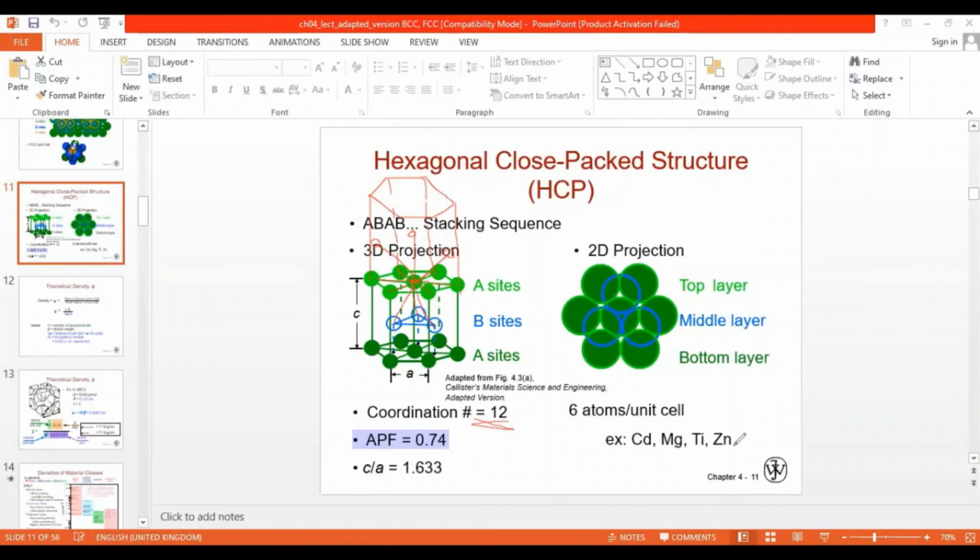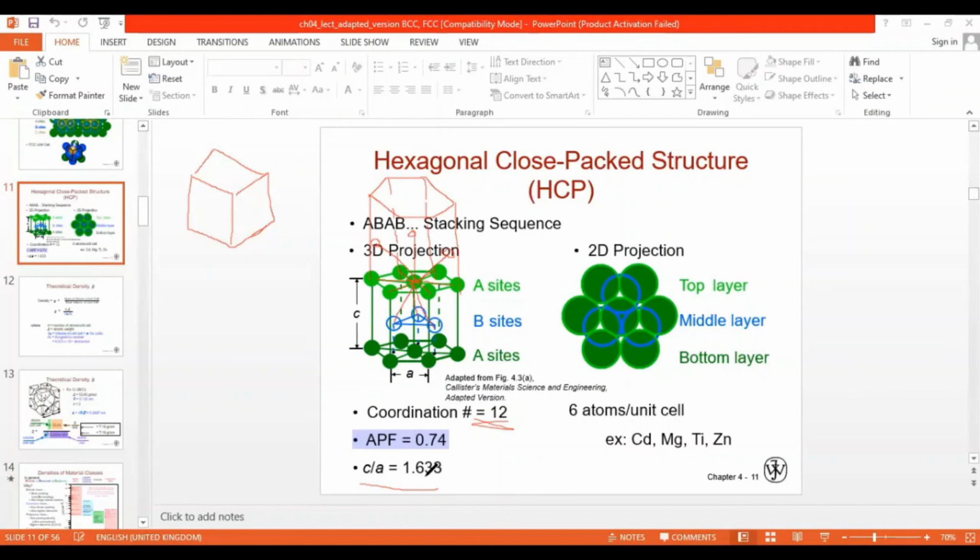Cadmium, magnesium, titanium, and zinc are examples of this HCP, that is hexagonal close packed structure, right? We didn't mention anything like C upon A in the previous cases, because that's a cube. You know, in a cube all the dimensions are equal: length, width and height are equal. But here this is a hexagon, so that is not the case. So here C, that is the height, upon A, that is the length of the side of a face, will be equal to 1.633, right?